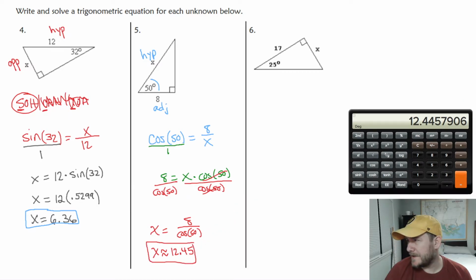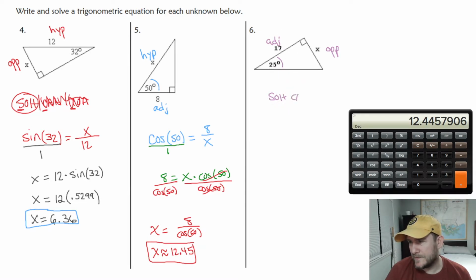All right, on to the next one. So for this one, we've got this 25, x is opposite from it, and 17 is adjacent to it. So we see we're not using the hypotenuse.